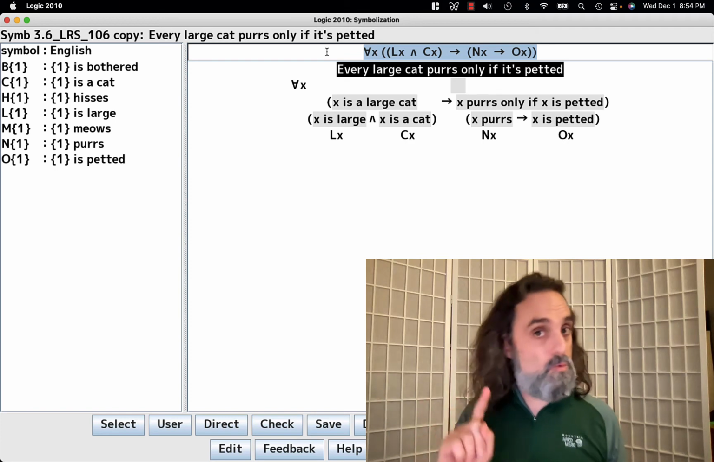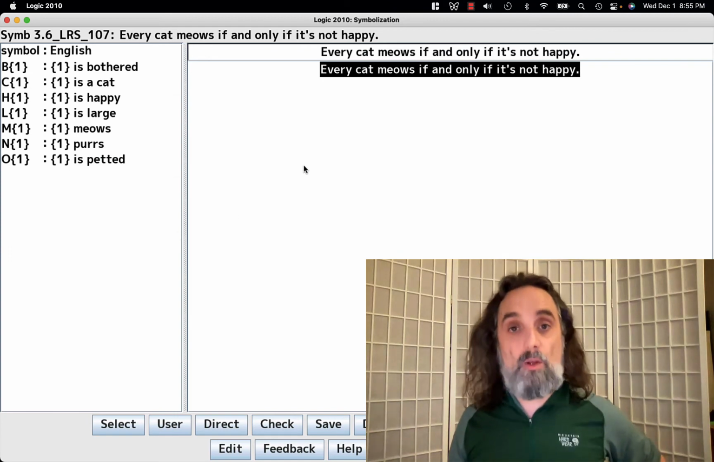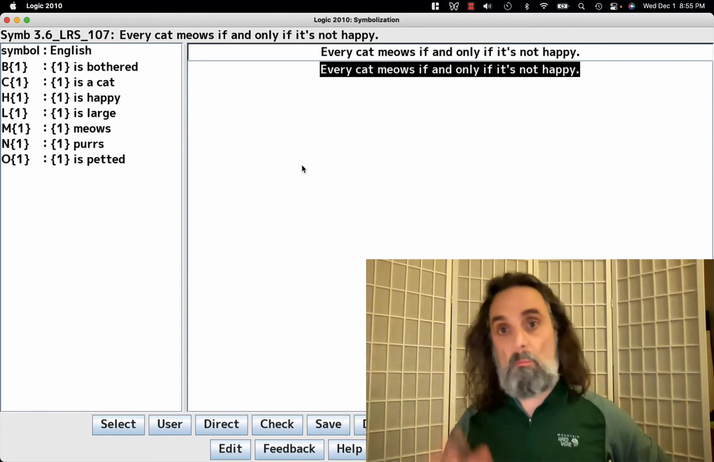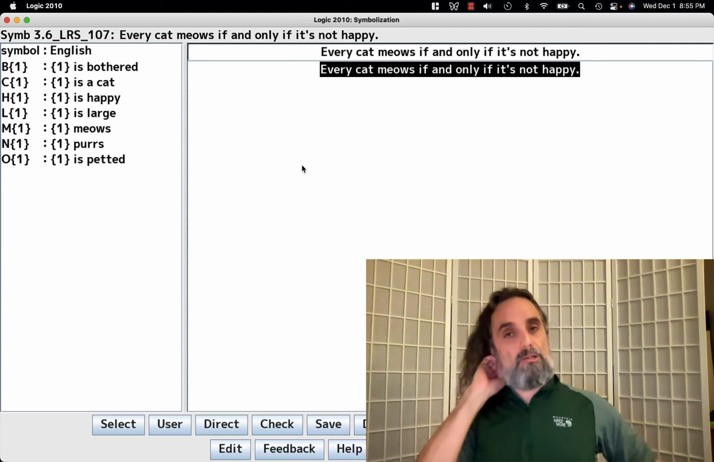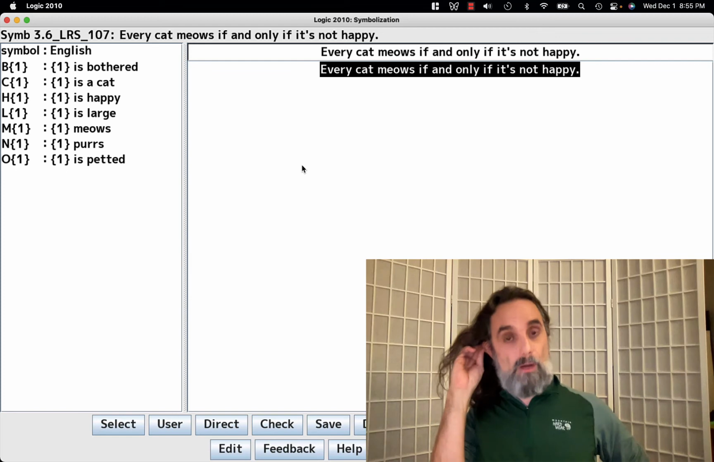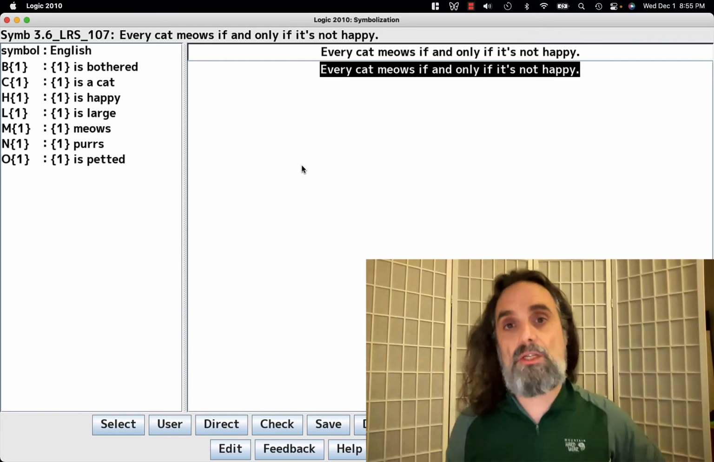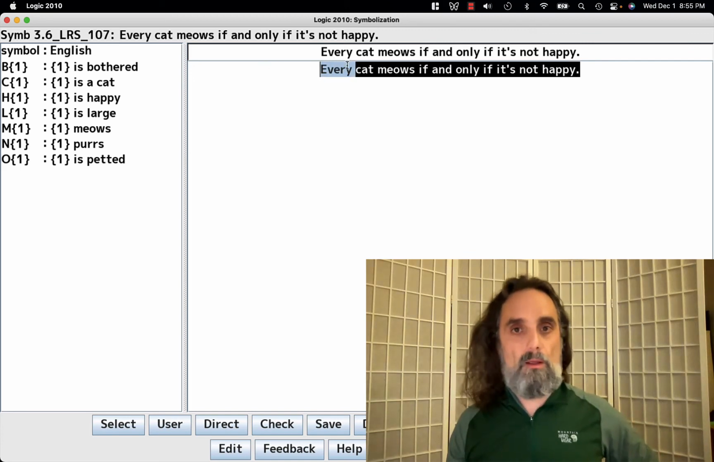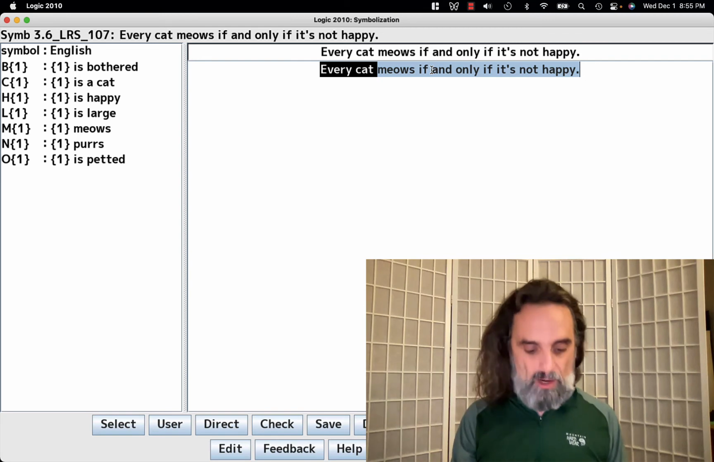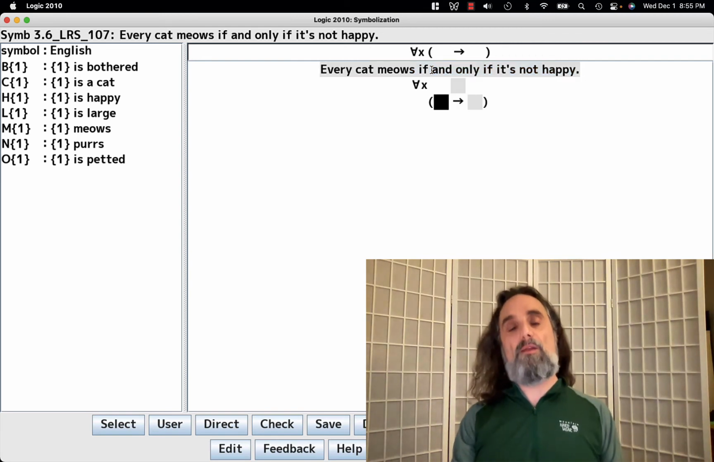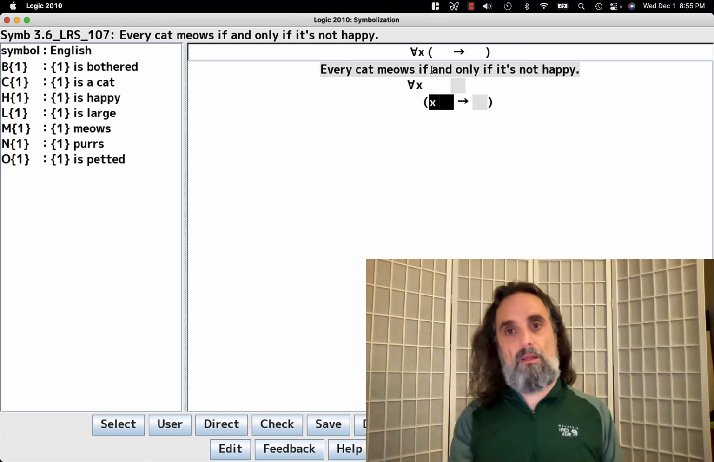And let's look at just one more. Every cat meows if and only if it's not happy. And I hope you're getting a handle on this right now. This might look kind of complicated because there's that biconditional in there, that if and only if. How are we going to handle that? We're going to handle it the same way we've handled everything else. Quantity word, noun, the rest is the verb phrase. So we know the quantity word every gives us a universal and a conditional. The noun that's attached to the quantity word is just cat. So x is a cat, Cx.